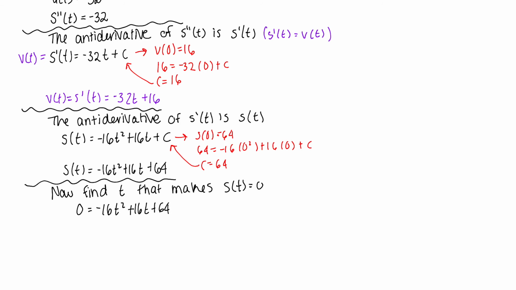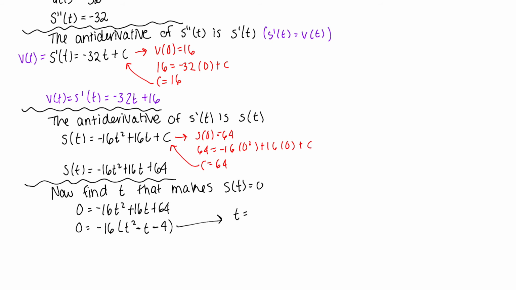I'm just going to tell you that this thing does not factor nicely. You can factor out a negative 16 if you'd like. That's totally fine. So you'd get t squared minus t minus 4. But this thing doesn't factor nicely. You will need to use the quadratic formula here. But if you factor out the negative 16, at least your numbers are nicer.